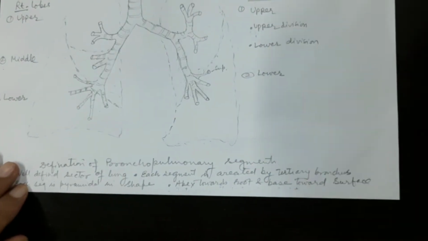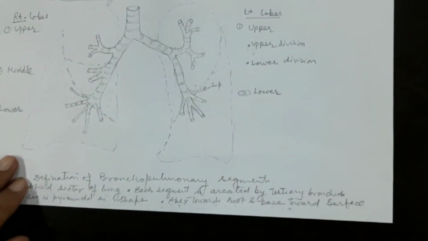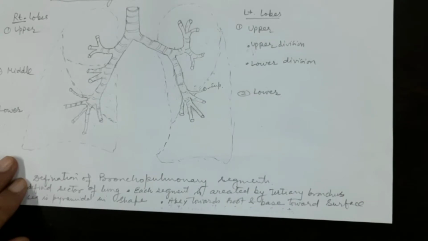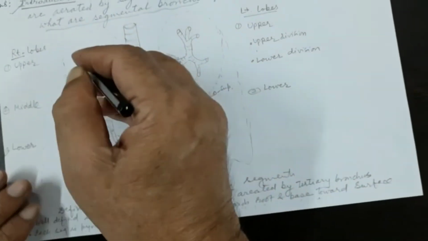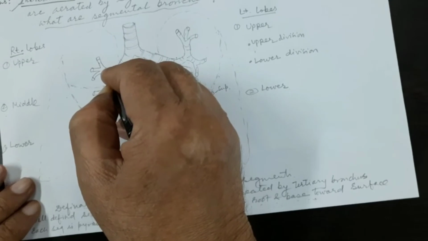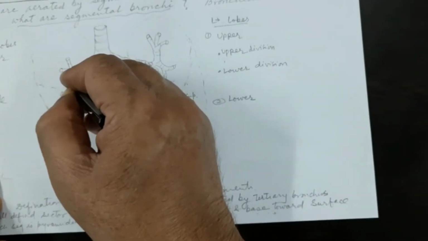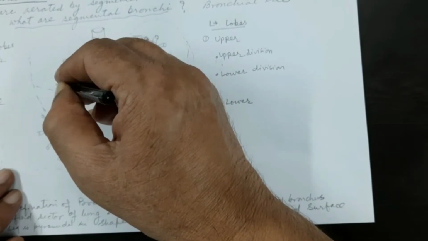Now let us see the division. I think we should first complete the division of the upper, middle and lower lobar bronchi on the right side. So let us see. This is the right upper lobar bronchus, and it is dividing into 3 different branches.